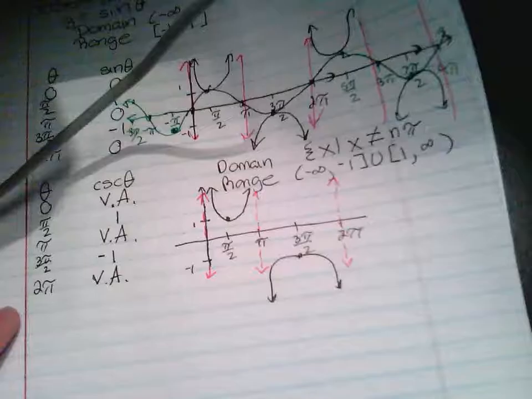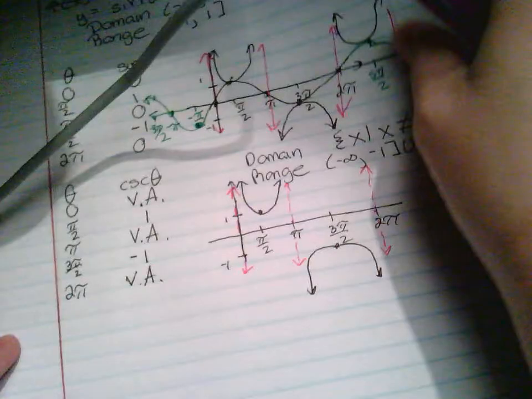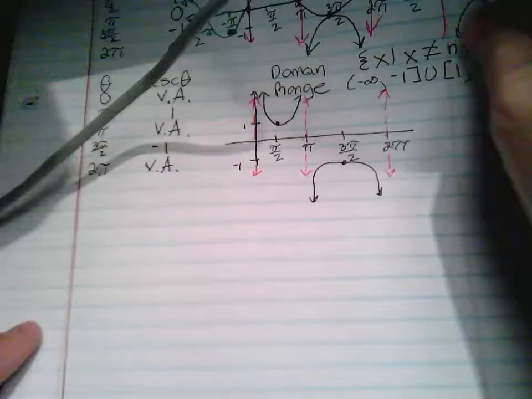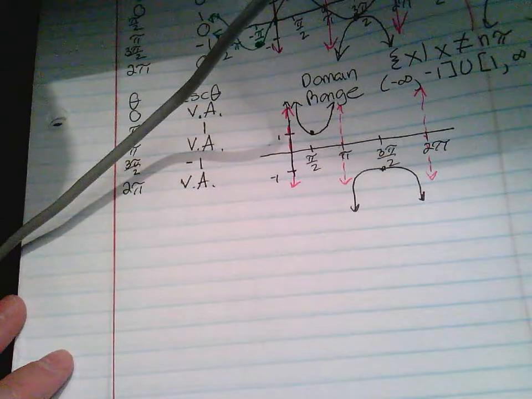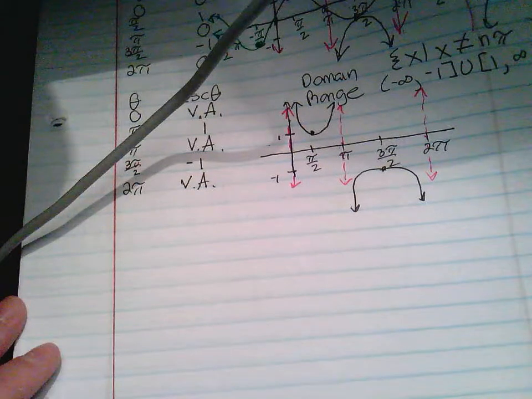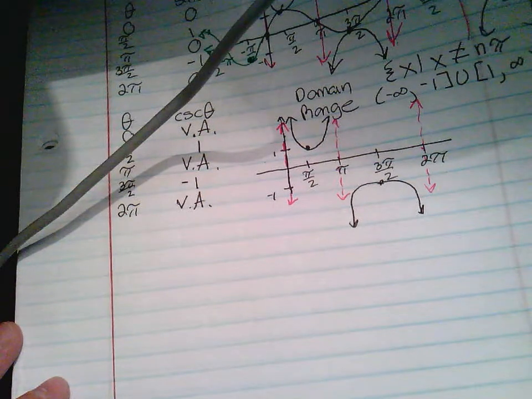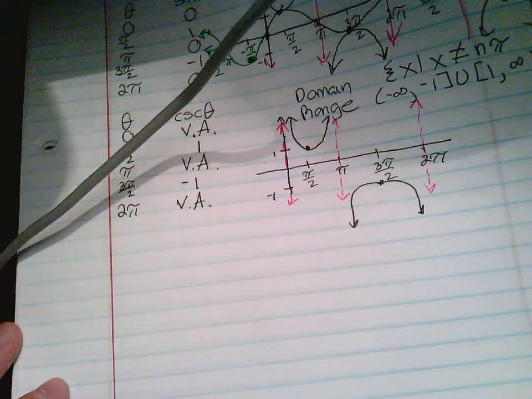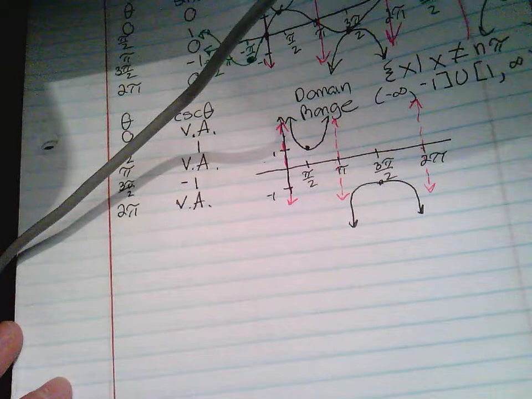Okay, so now we're going to go to cosine. Cosine, excuse me, looks like sine. The only difference is it's a translation. If you remember, translations are left, right, up, and down movements of the graph. The sine function is just a horizontal translation by pi over 2 units. Okay, so let's go ahead and get started for cosine.